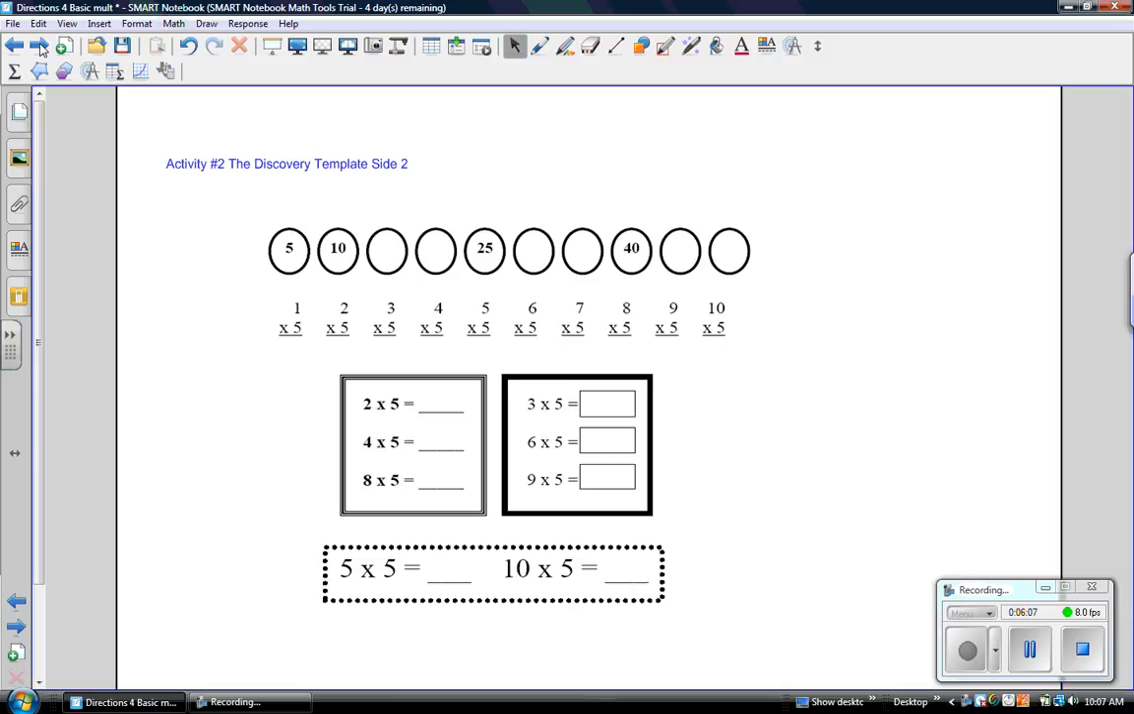But again, 5, 10, the next one, what would it be? The teacher will lead the kids through an understanding. It goes 15, then 20, and so on, all the way up to 50. Then below that, the facts that yield the numbers in the circles are written directly below, so students can see where that pattern comes from.